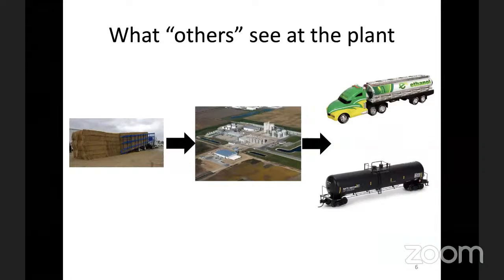Next, once the plant is built and it has started, what others see at the plant is that there are these huge bales of corn stover coming from the farm. It gets into the plant facility, and then you have ethanol being shipped out, or trucks of petroleum being shipped out. There can be just the ethanol shipping, or the ethanol can be mixed with gasoline at the plant site. But this is what people see, that there are truckloads of raw material coming in and there are trucks going out of the finished product.